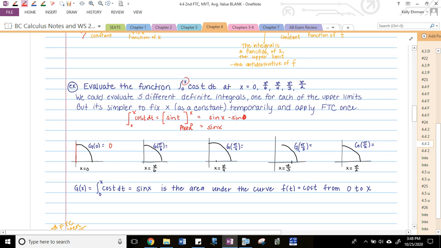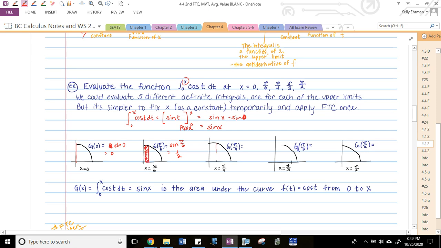So here's the graph of cosine of t. And again, we can say, oh, well, I can visually see that the integral from 0 to 0 of cosine of t dt would be 0. But I can also say sine of 0 equals 0. Here I can say sine of pi over 6 equals 1/2. So when I put in the pi over 6, wherever that falls, that area is equal to 1/2.